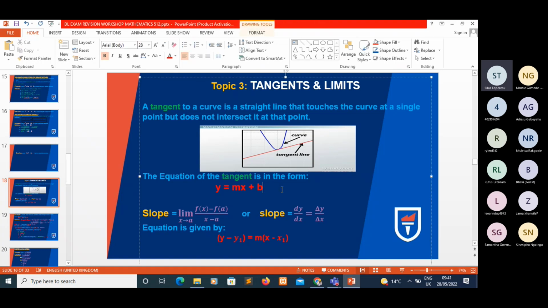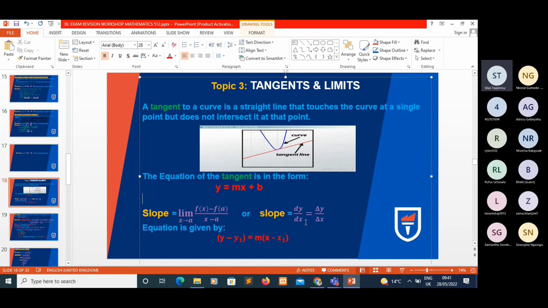So you should know all the linear equations. In any graph, you might have a tangent line. A tangent line is simply also a linear equation. A tangent line is a line in the form of y equals mx plus b, which is also a linear equation.